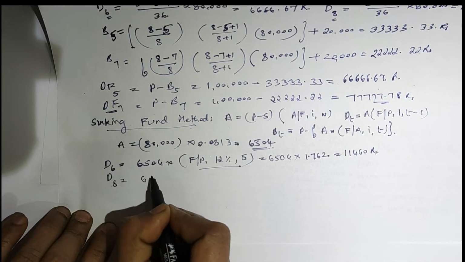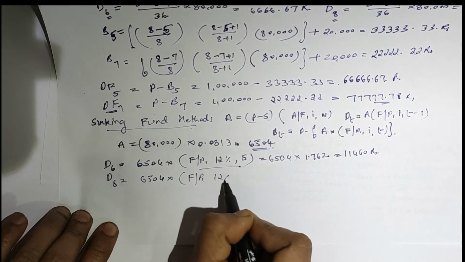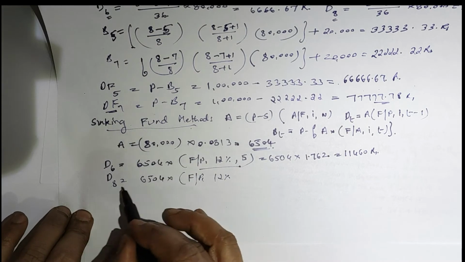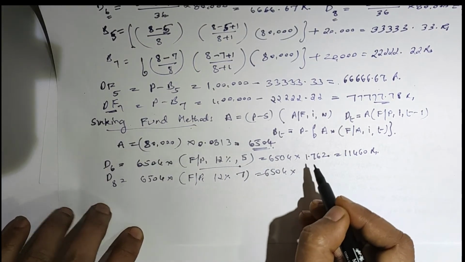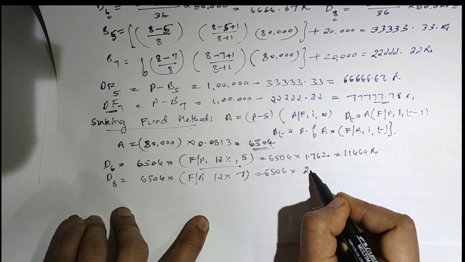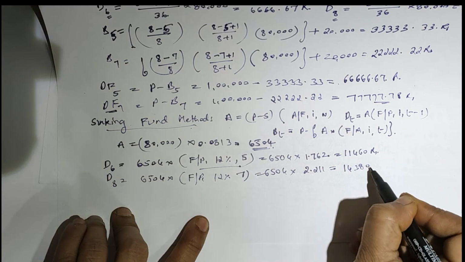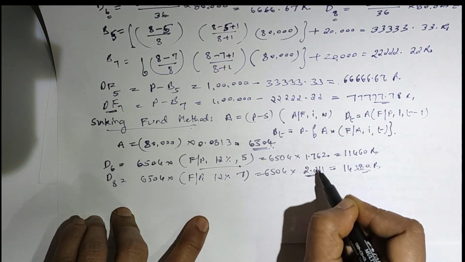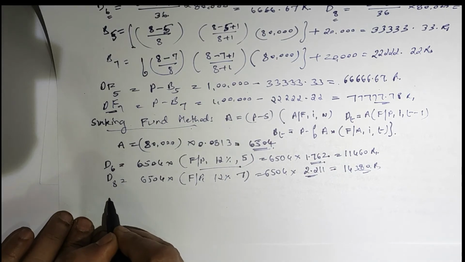D8: 6504 into F given P 12%, T minus 1, so it is 7. It is equal to 6504 into 2.211, which is equal to 14,380. This value is from the table, this value is from the table.